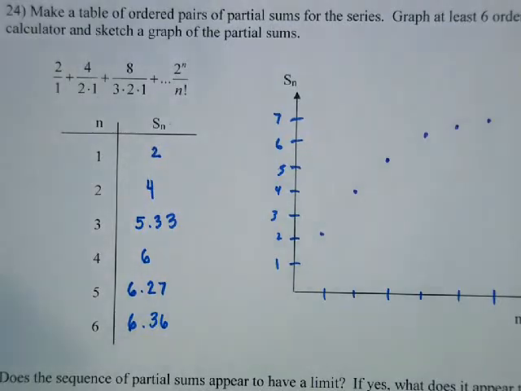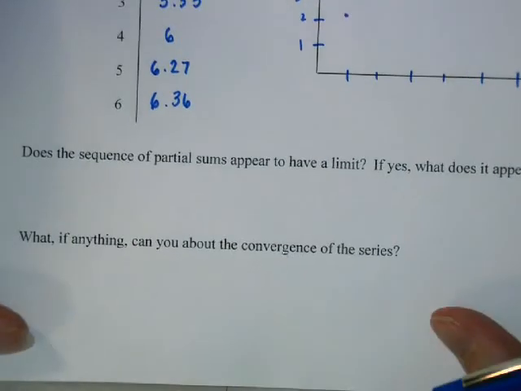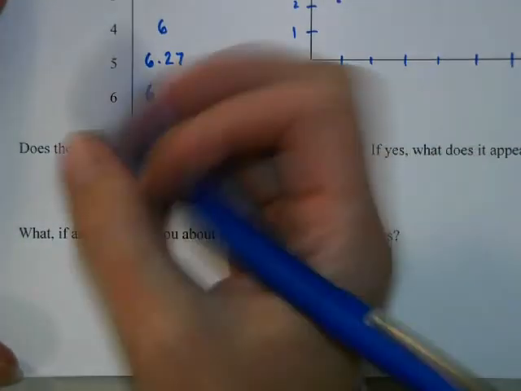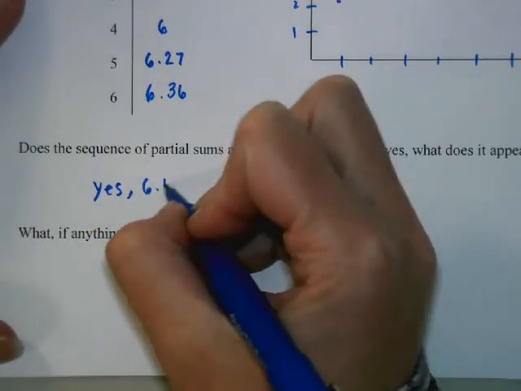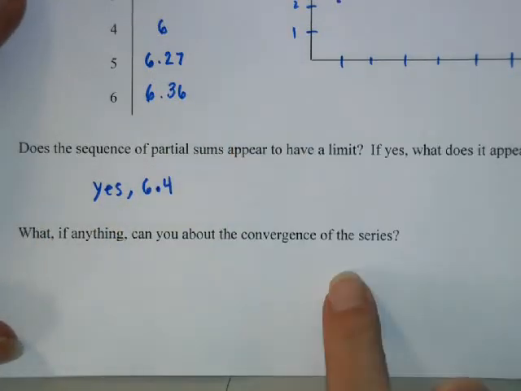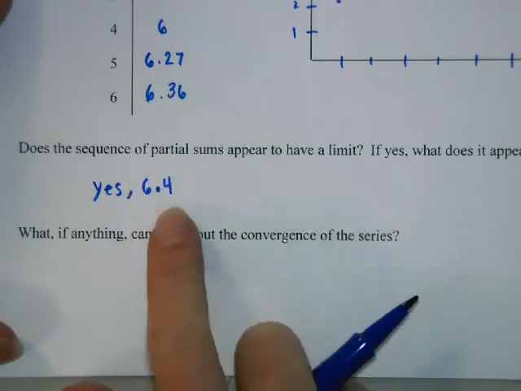So the next part of this question says, does the sequence appear to have a limit? And we're going to say yes, about 6.4. Okay, what, if anything, can you say about the convergence? Well, if it's approaching a value, then the series converges.